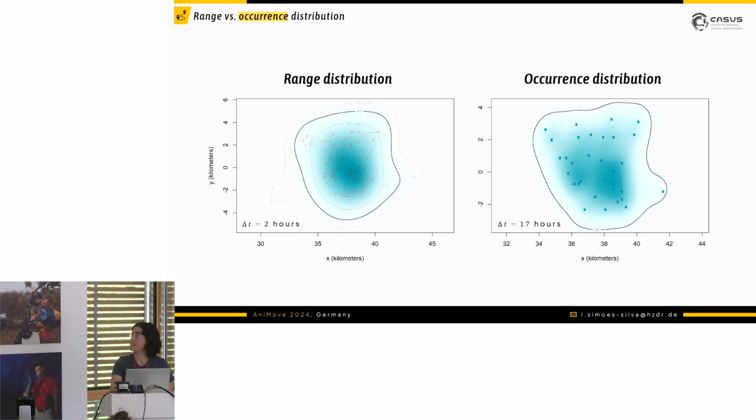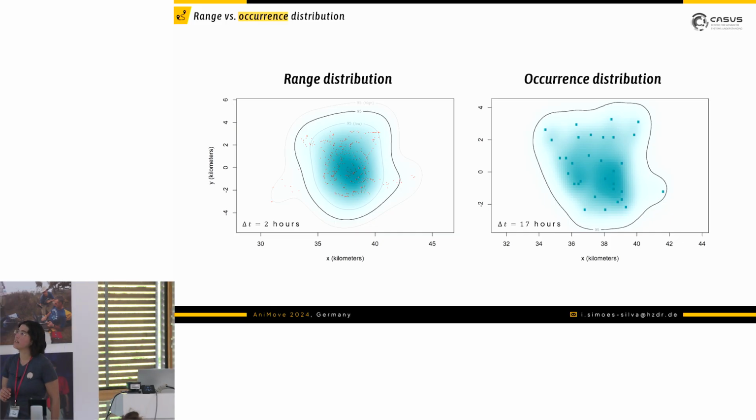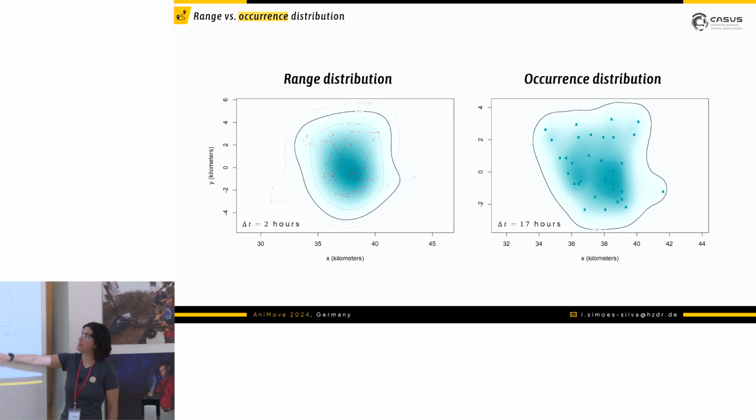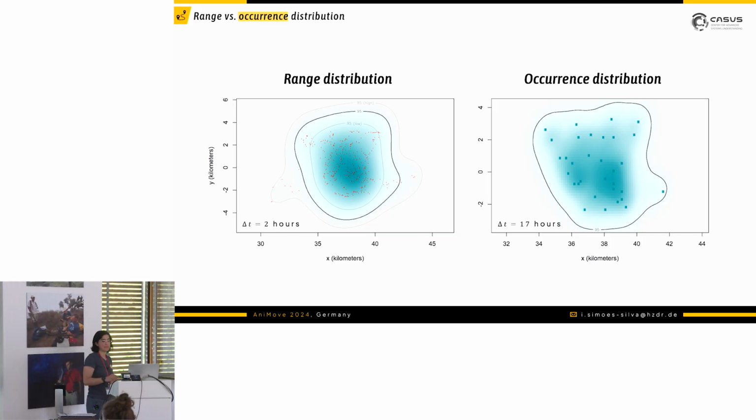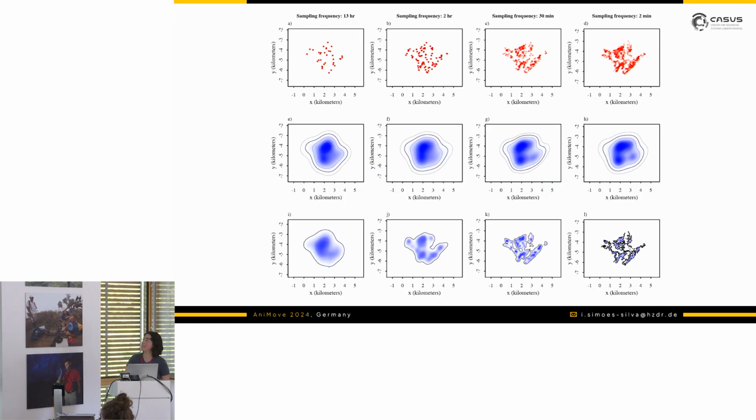As you can expect, if you keep doing this, eventually they will look very similar. And this is why sometimes people doing these occurrence distribution methods look at this and say, okay, this seems like a home range to me, so I'm going to use it. But again, the problem is the sampling interval that you are using for that. They just happen to, at times, give a similar result, but it doesn't mean they're actually doing the same thing.